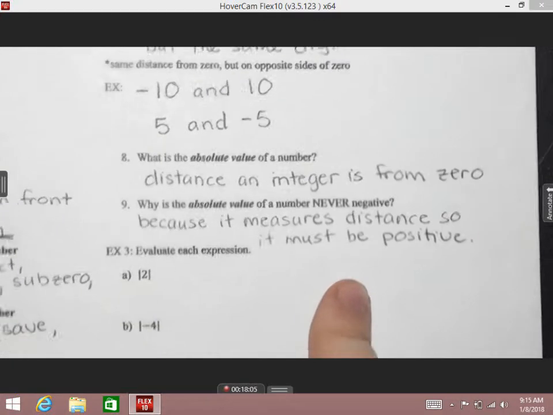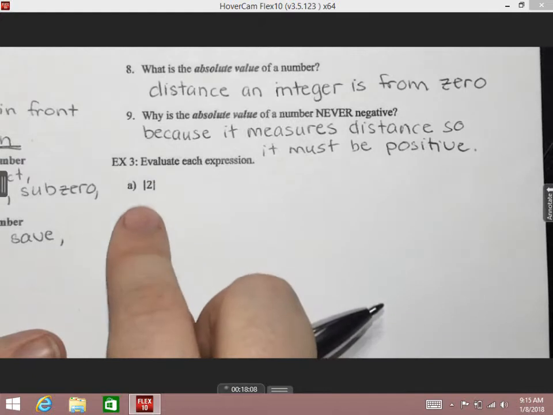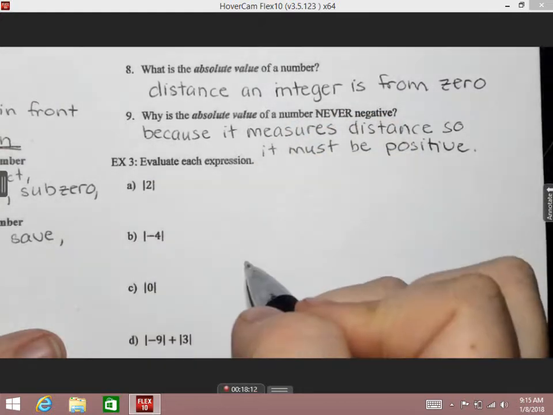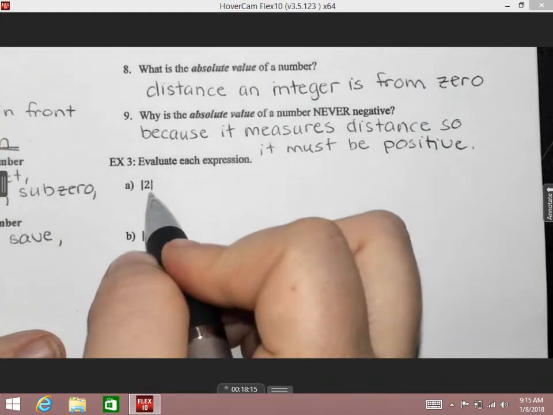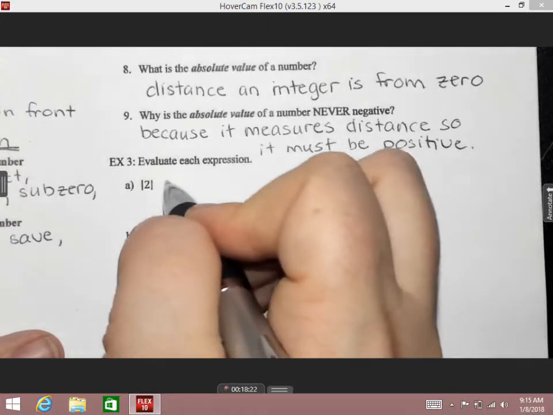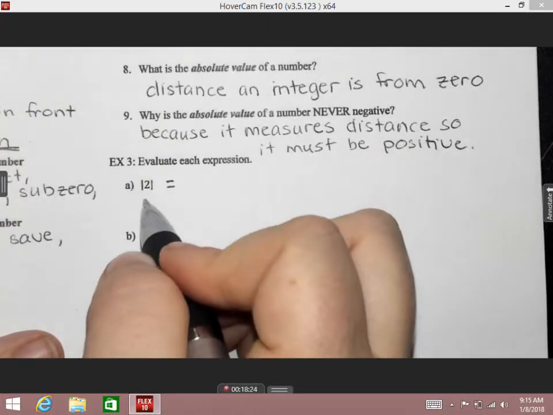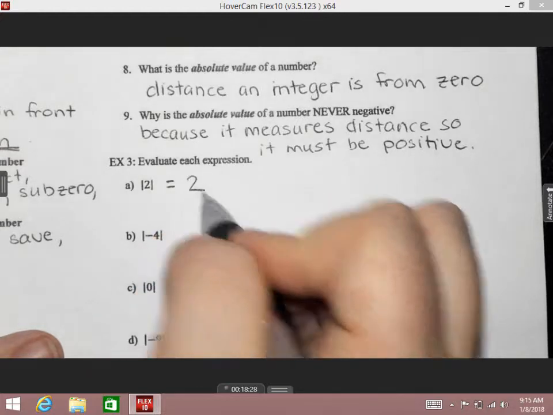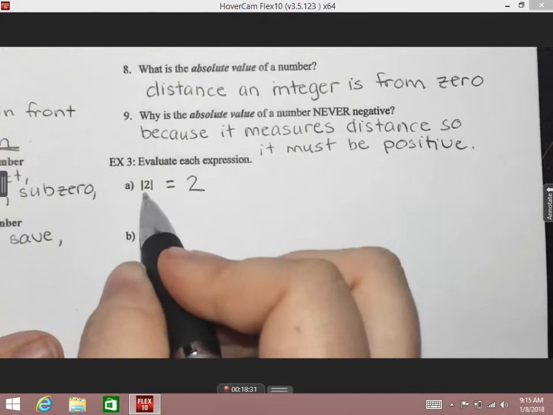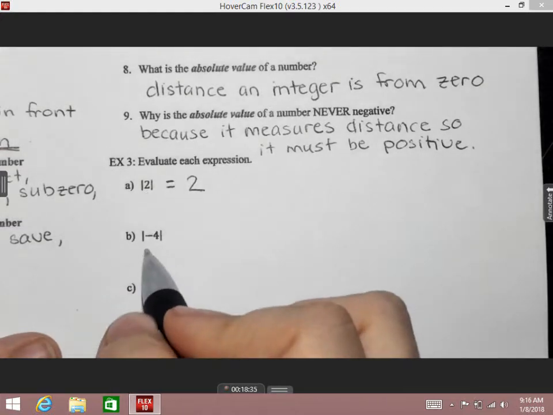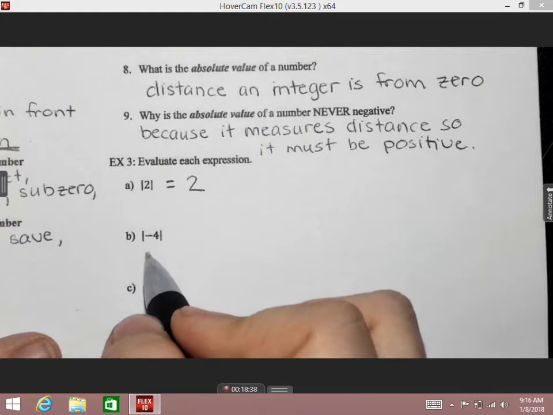Okay? All right, so absolute value are these little bars that we have here. All right, so these little bars right here are called absolute value bars. So the absolute value of a positive 2. How far away from 0 is positive 2? Okay? 2 spaces. Do y'all agree that 2 is 2 spaces from 0? So the absolute value of 2 is 2. All right, so if I'm taking the absolute value of a positive number, it's just a positive number. What's the absolute value of a negative 4? How far is negative 4 from 0, Brandon?